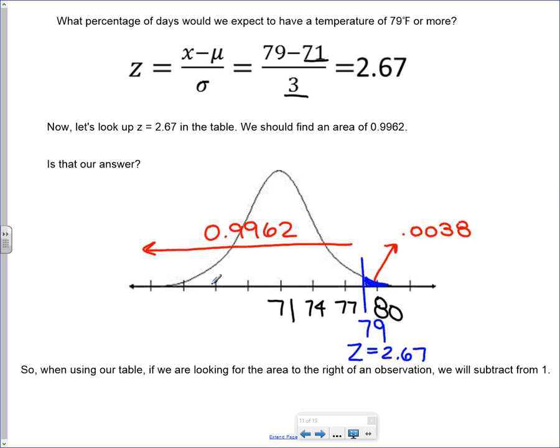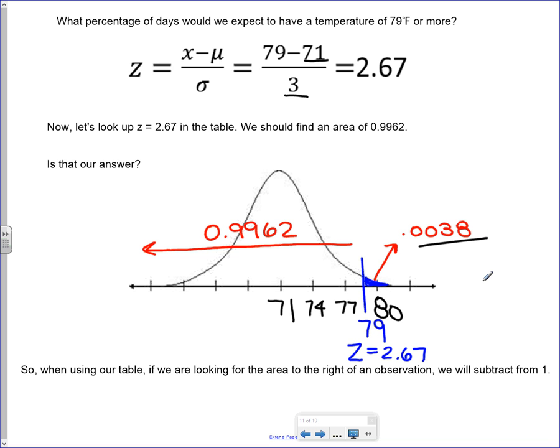All right, now what about 79 degrees or more? So again, 79 does not fall exactly 1, 2, or 3 standard deviations away. So we're going to plug this into the Z formula. We get 2.67. Look that up in the chart, and you should get 0.9962. Now that's not the area to the right. That's the area to the left. Because 79 is above the mean, right? So you're definitely not going to have 99% of your data above 79, right? That doesn't make sense. So we need to subtract from 1 there, and we get this number 0.0038.